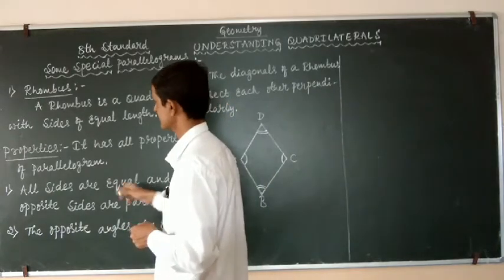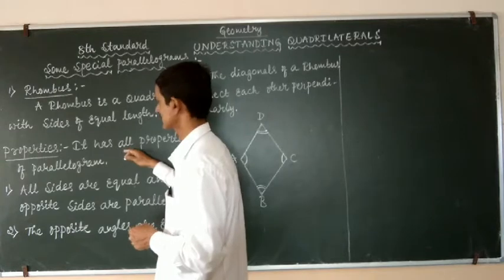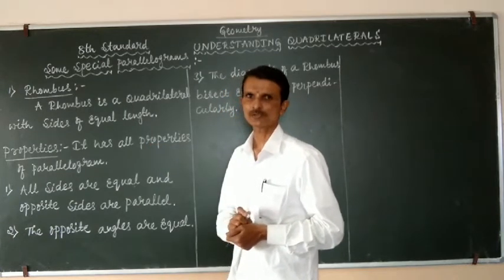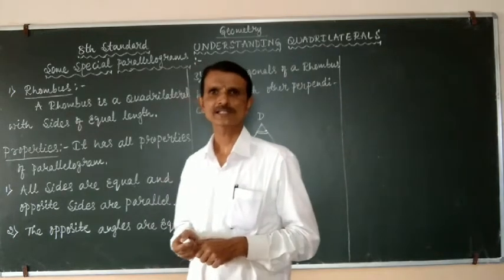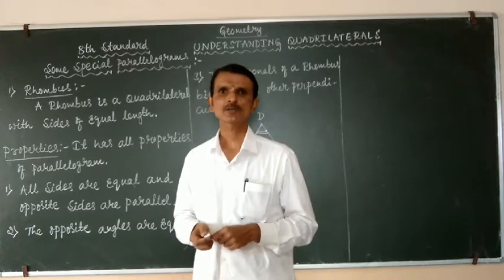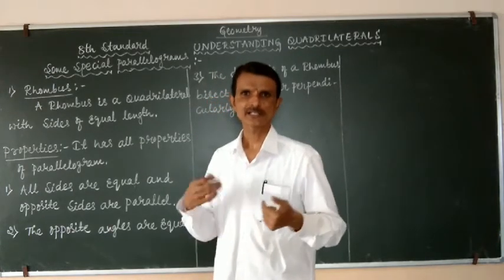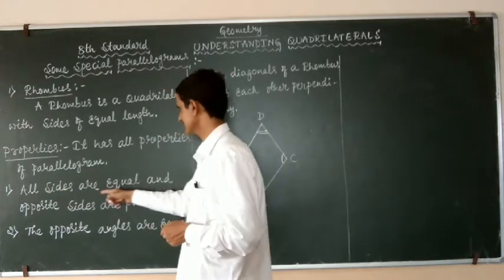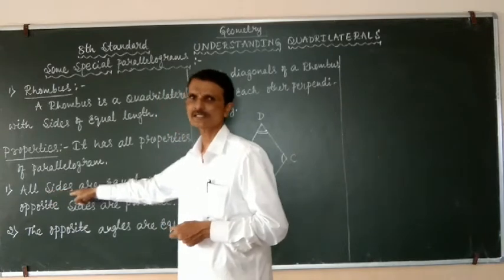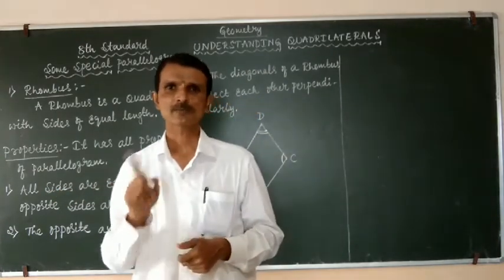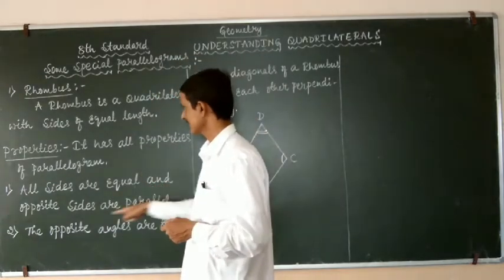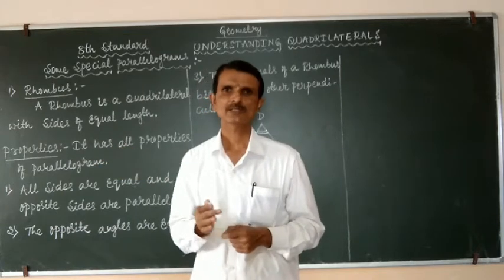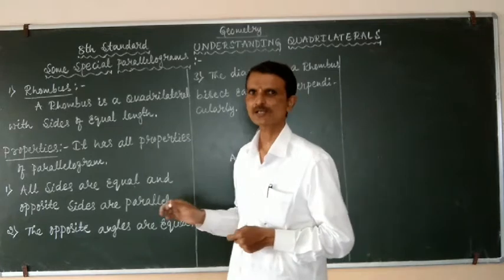Now we will see the properties. The first property: it has all the properties of a parallelogram. So you should recall the properties of the parallelogram. The first property of the parallelogram is that the opposite sides are equal and parallel. Here in a rhombus all the sides are equal, whereas in a parallelogram the opposite sides are equal. The opposite sides are parallel, the same property as in a parallelogram.